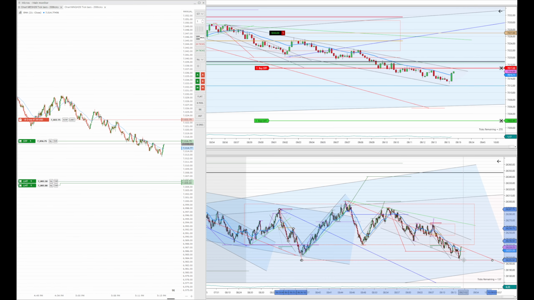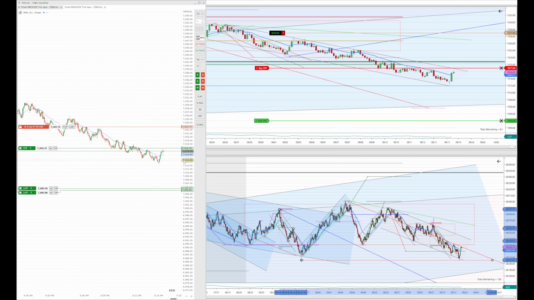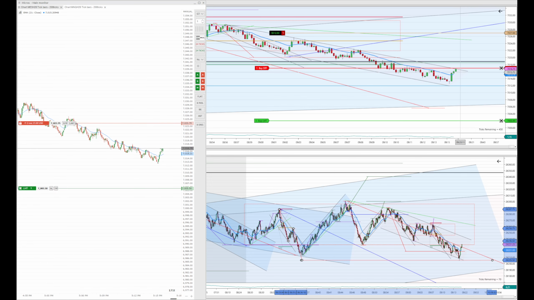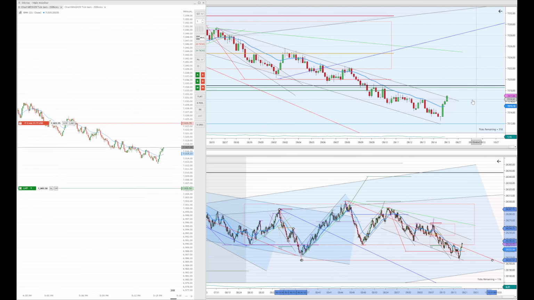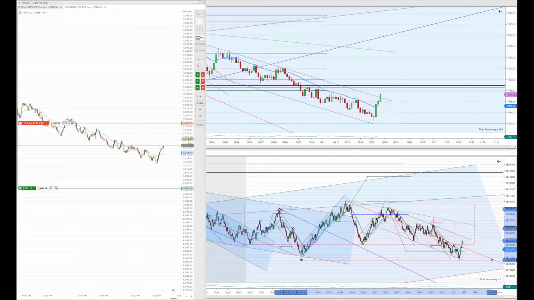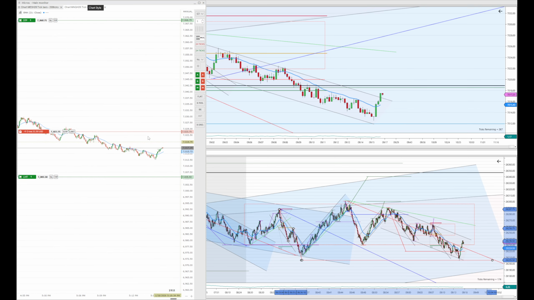So NQ reached this down measure move, and now it's bouncing quite aggressively. It may stop us here. Yeah. Still a good trade. I will continue to hold one of this, move it to break even.